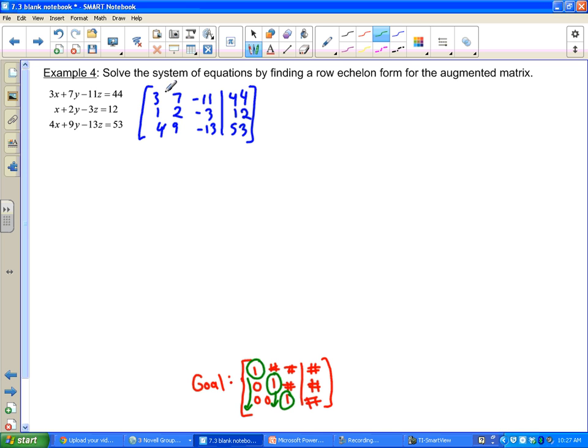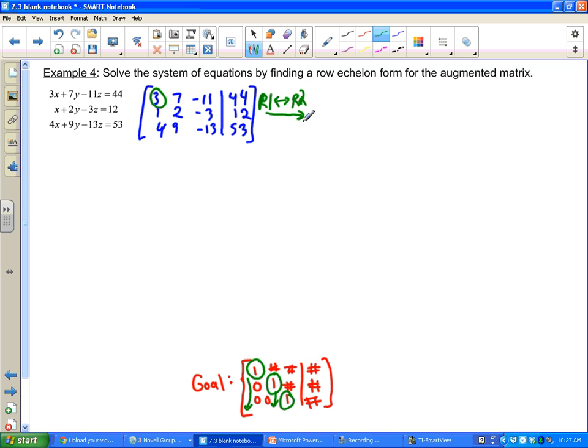So here, if I want a 1 in this spot, I could multiply everything in this row by 1/3, and it would give me a 1 right here, but then it would also give me some fractions, and I'd have to deal with the rest of the problem. So instead, let's switch row 1 and row 2, because row 2 has a 1 in the first column. If we make them switch places, that'll be much easier than having to deal with those fractions.